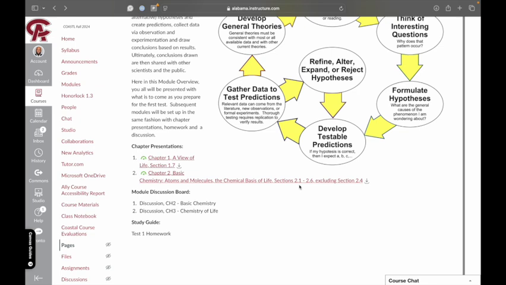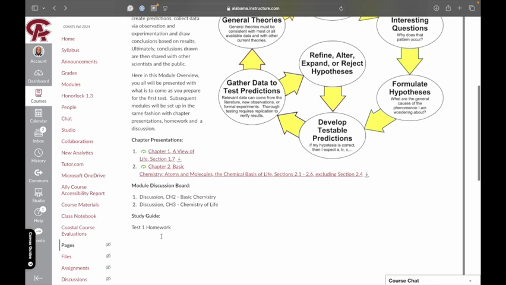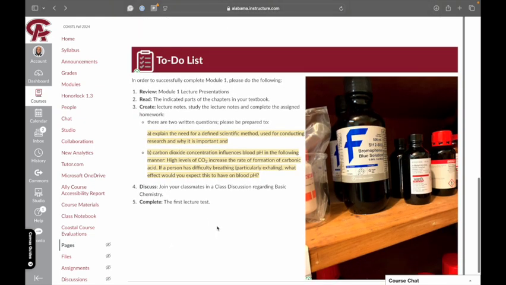Next up, I mentioned discussions. So there's one discussion per week, so there are 2 discussions listed, but note, there's only a singular discussion per week. So once you've done that first discussion, you're done for the week with discussions, as long as you have replied to the posts and then replied to 2 peers. And then it mentions your test 1 homework. This is that to-do list.